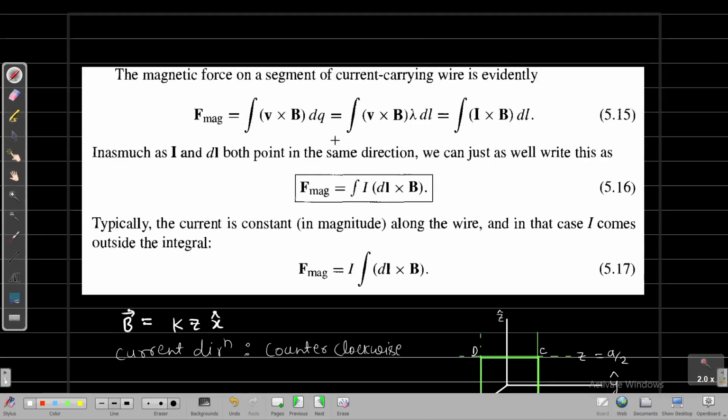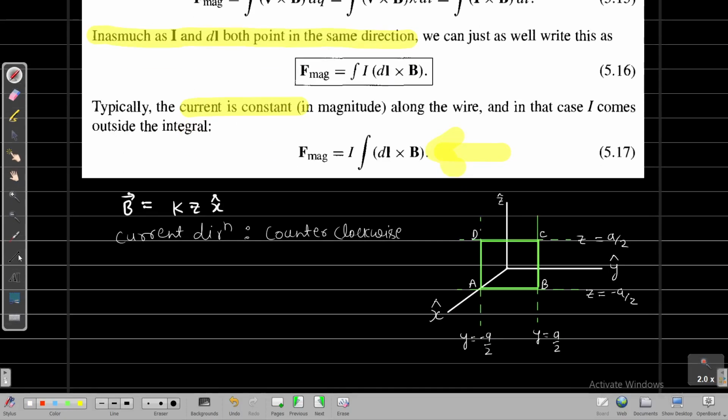Let me show you something. First of all, here I and dl both point in the same direction. You should know this. And when the current I is constant, then the formula is this. Let's solve this problem.